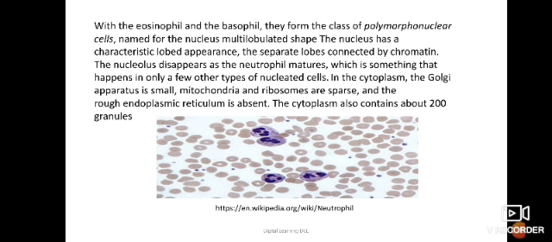In the cytoplasm, the Golgi apparatus is small. Mitochondria and ribosomes are sparse. The rough endoplasmic reticulum is absent. The cytoplasm also contains about 200 granules.